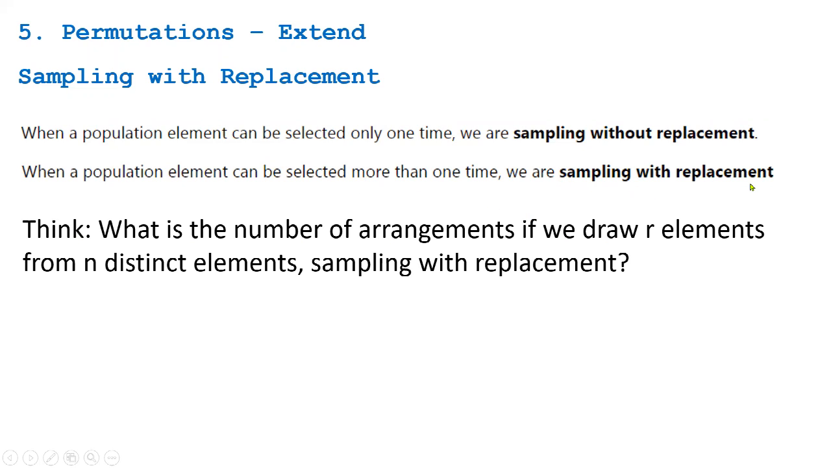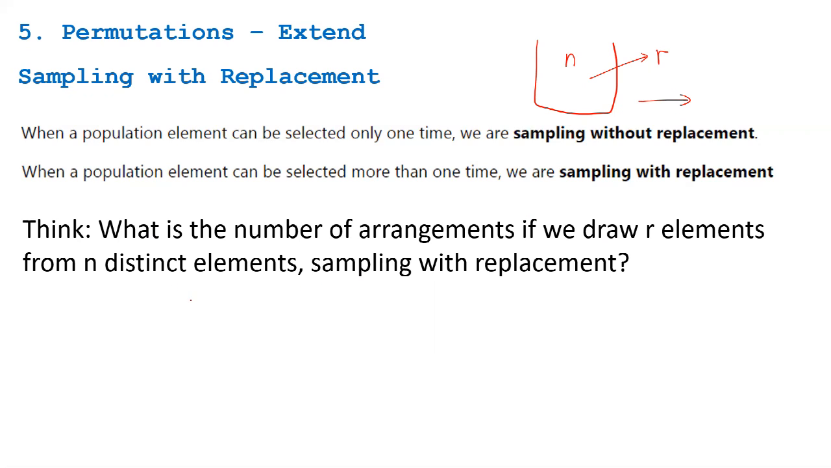So what does this mean? In sampling without replacement, that means if we have a container that contains n different elements and we draw r different elements, for each draw, we do not replace the original container, or we do not put the element back into the container for the next draw.